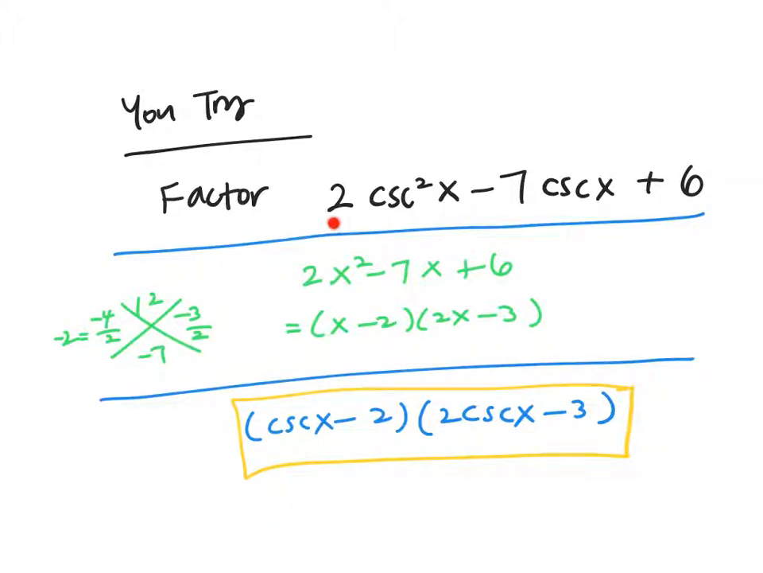So something you want to consider is to factor this as if it were just like an x squared. So instead of x, you're going to have cosecant of x. Right? And when you factor, whatever method you're using, guess and check, or the x method, or the x box, or grouping, you end up with x minus 2 times 2x minus 3. And instead of x, you replace it with the common trig term of cosecant of x. So cosecant of x minus 2 times 2 cosecant of x minus 3 is your final answer.